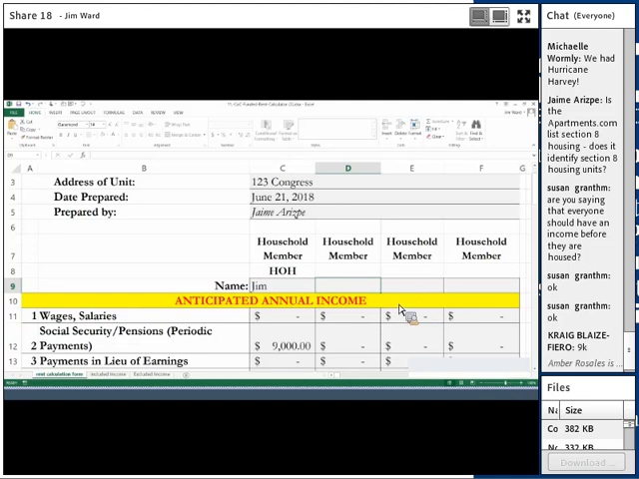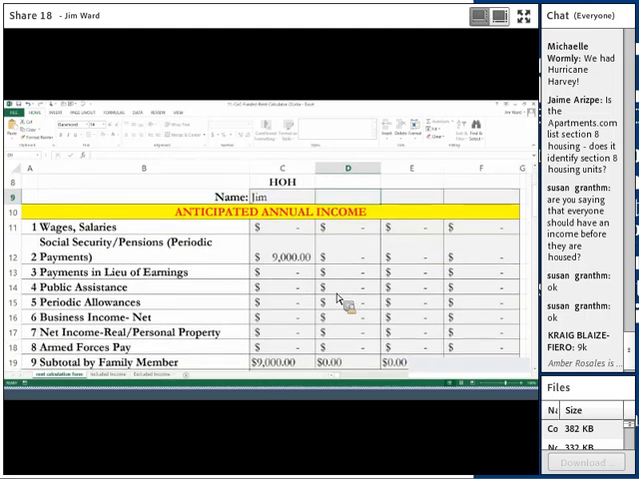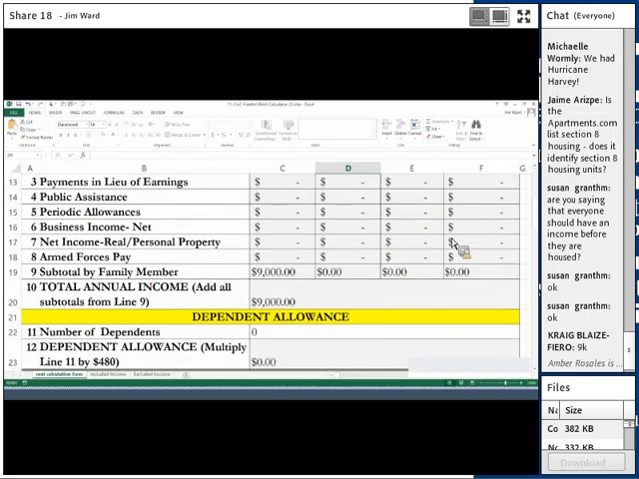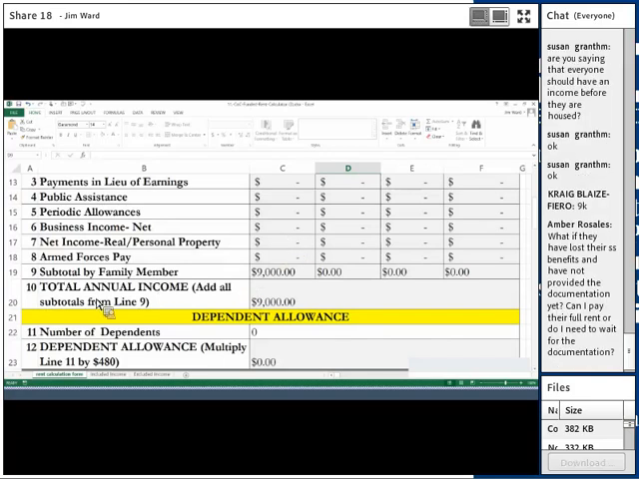I do see that we've got a question in the chat. I'll get back to that in just a second. Right, so if there are other adult household members that have income, you would put their income in these boxes. But essentially what you get when you get done entering all of those income sources is a household's total annual income, which is $9,000.